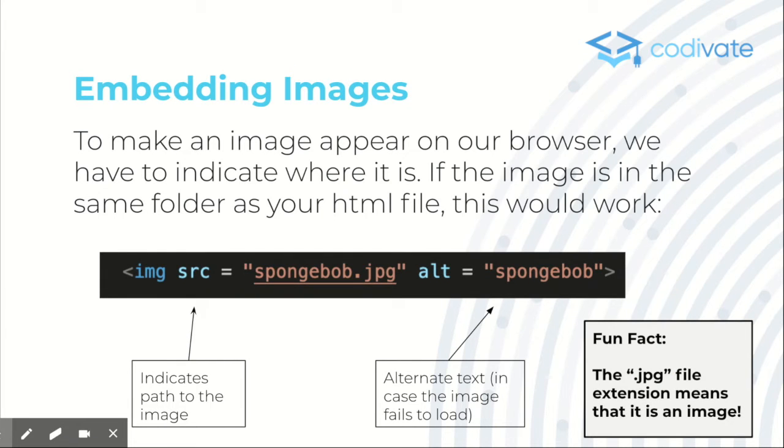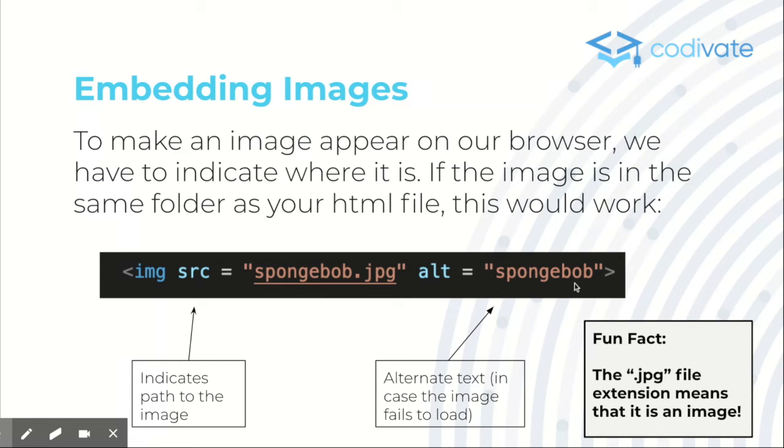Next, to make an image appear on our browser, we will have to indicate where it is. So if the image is actually in the same directory or same folder as your HTML file, this would work. So you can do img src equals spongebob.jpg. So that indicates the path to the image. Then we would do alt, so alternate, equals SpongeBob. So this is the alternate text. So if your image fails to load, then this will be displayed.